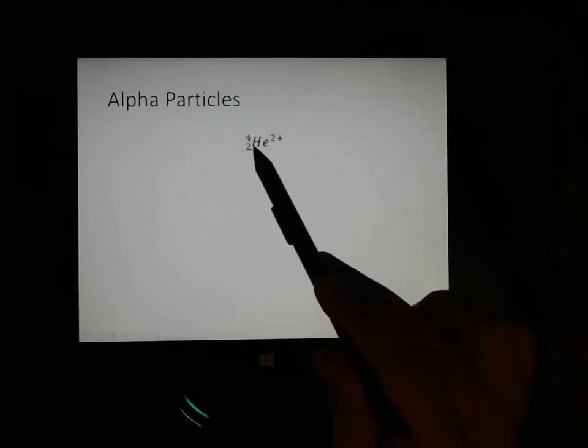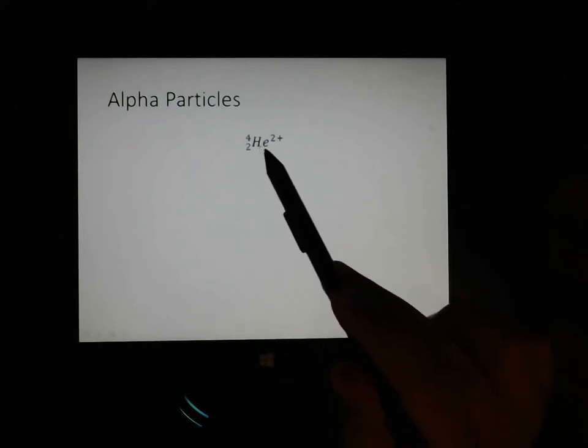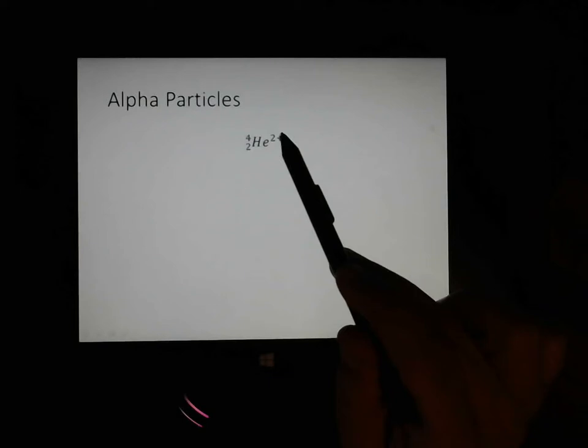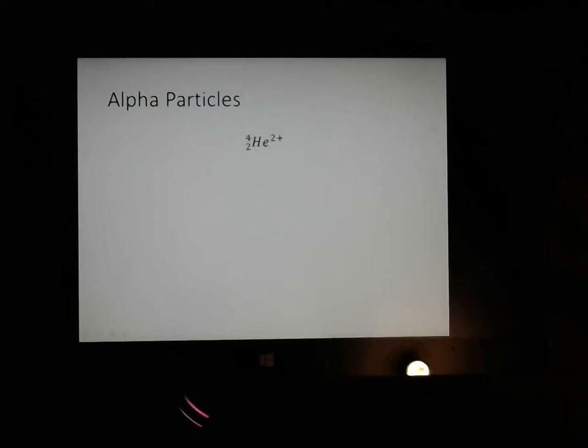2 plus 2 is 4. He for helium. Sometimes I've seen people write it with an alpha symbol, but the syllabus that we're using says He, so we'll stick with that. And in this year, we're going to look at this 2 plus here on the end, because this is just the nucleus. It doesn't have any electrons, and so it's positive.